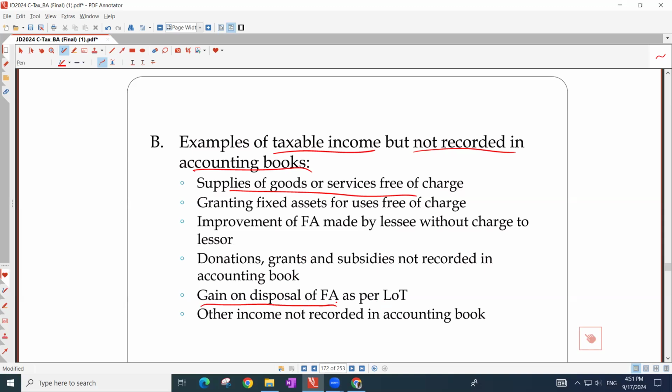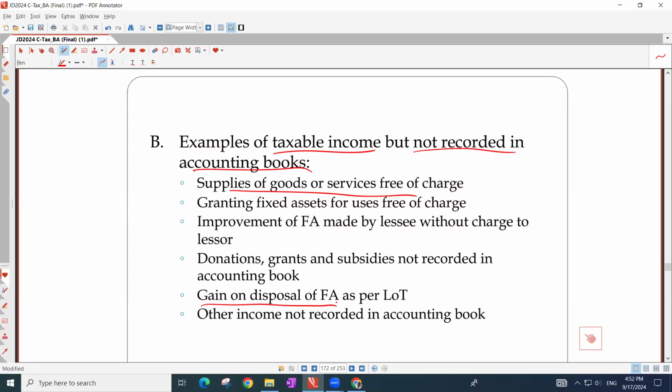Gain on loss of fixed asset as per LOT, which means when you dispose of an asset, the law on taxation allows you to calculate capital gains. From a tax perspective, maybe from accounting you're making a loss, but from tax you have a gain, right? Because based on the depreciation rate, maybe accounting is lower than the tax rate, and of course if the tax rate is higher, the book value will be lower.